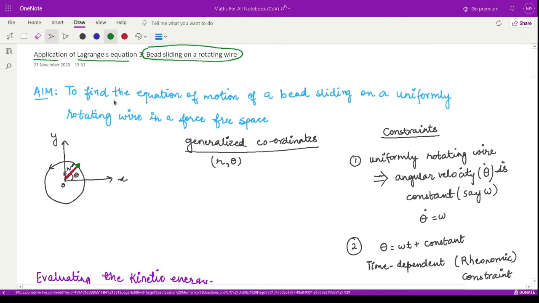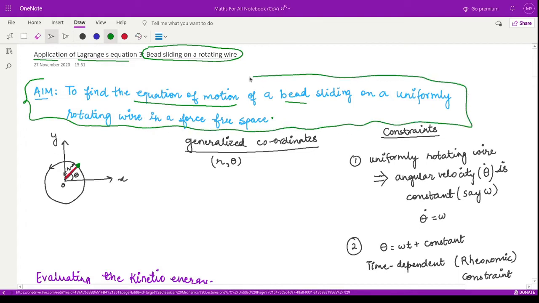So we have to find the equations of motion of a bead which is sliding on a uniformly rotating wire in a force-free space. This is the only thing that is known to us, and we are interested in finding the equations of motion for this system. So the first step would be to visualize what they are saying.